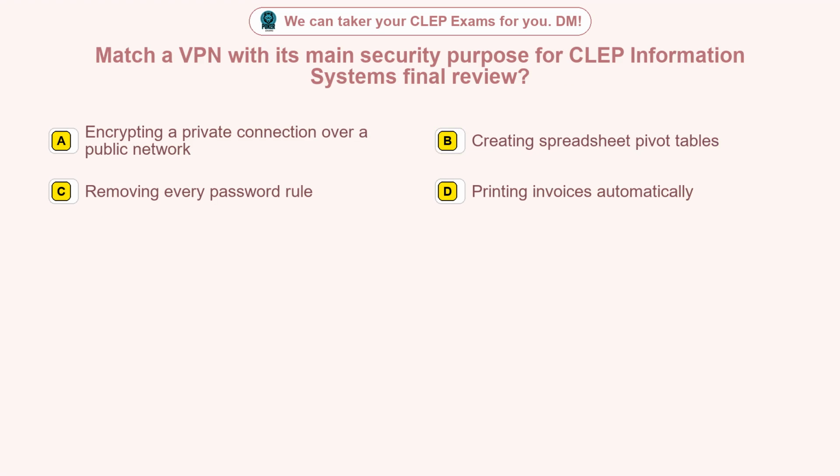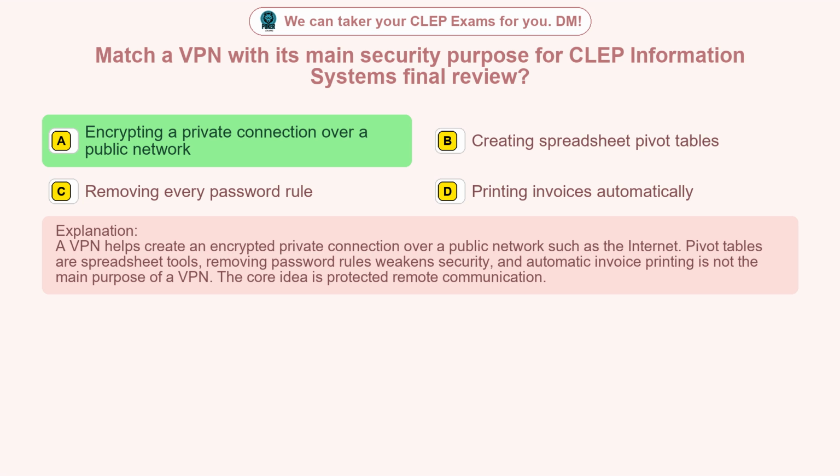Question 38. Match a VPN with its main security purpose for CLEP Information Systems final review. Option A. Encrypting a private connection over a public network. Option B. Creating spreadsheet pivot tables. Option C. Removing every password rule. Option D. Printing invoices automatically. The correct answer is option A. Encrypting a private connection over a public network. A VPN helps create an encrypted private connection over a public network such as the internet. Pivot tables are spreadsheet tools. Removing password rules weakens security, and automatic invoice printing is not the main purpose of a VPN. The core idea is protected remote communication.